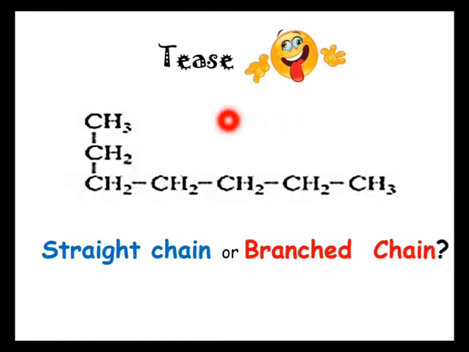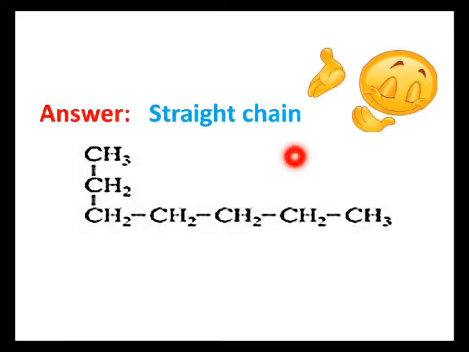Alright, so this is something to tease you before we start working on our first example. Check this out carefully. Look at this example. This compound, do you think it is a straight chain alkane or a branched chain alkane? Check it out carefully. Alright, so there you have it. It's a straight chain alkane.